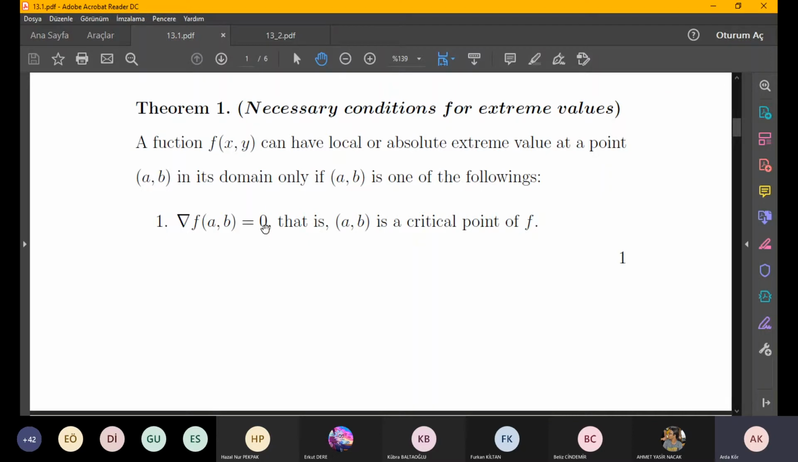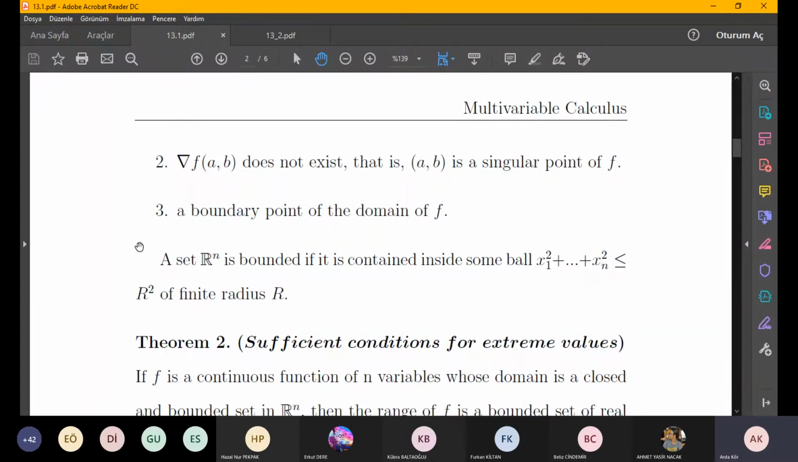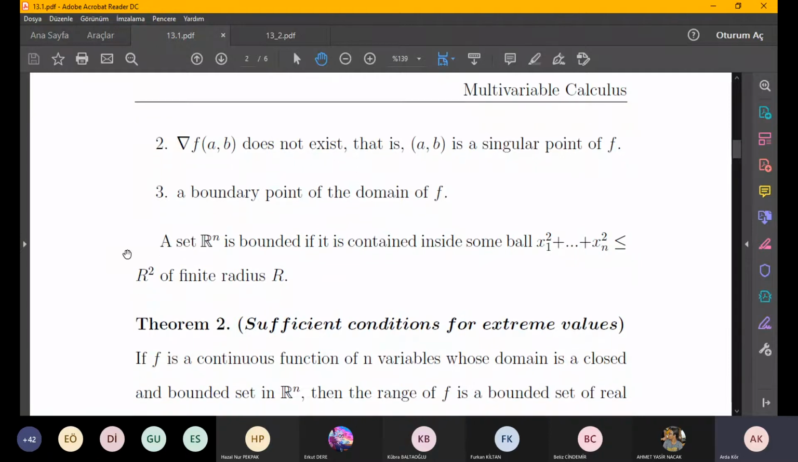where the critical point is, so where the gradient is 0, where the singular point is, so where (a,b) is a singular point, and also it can be a boundary point of the domain of our function. If you remember, those are the same as for single-variable functions. So the absolute extreme values, or extreme values in general, can appear only at those points.